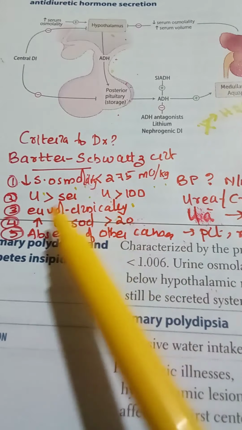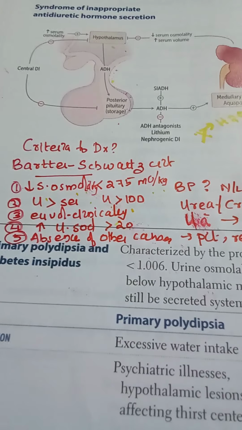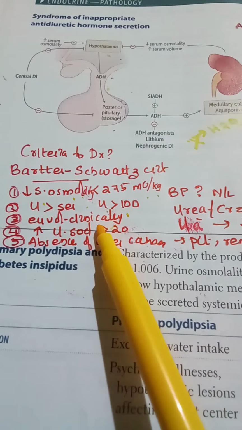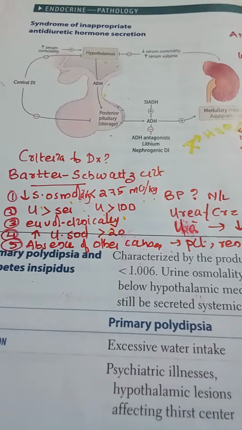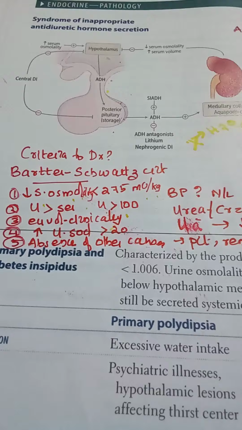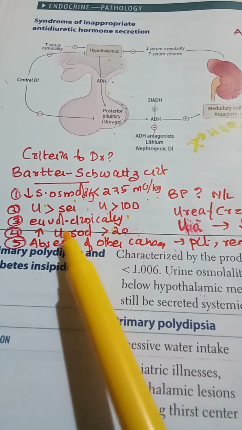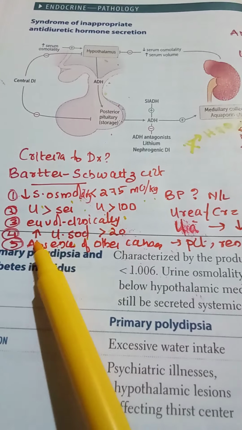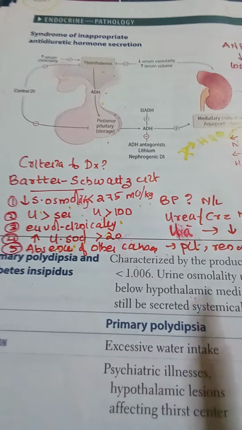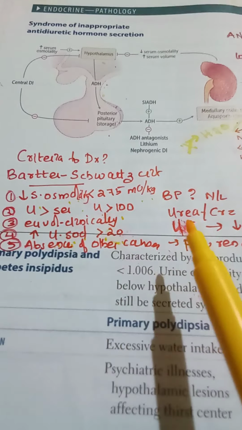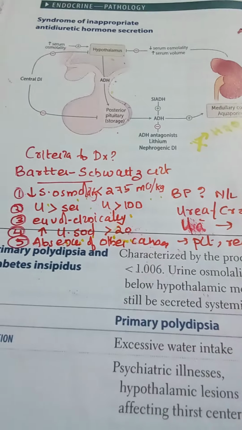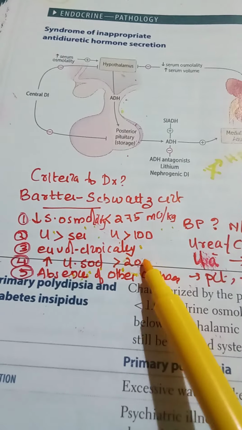Euvolemia clinically. When we check the patient clinically, the patient is euvolemic. There is no hypovolemia, no tachycardia, no symptoms like that. The patient is euvolemic clinically. Why? Because our homeostatic mechanisms like ANP, BNP, aldosterone decrease, everything has acted and made the patient euvolemic. And what about the urine sodium concentration? Increased urine sodium. When you take some urine of an SIADH patient and calculate the amount of sodium in it, it is going to be more than 20. I actually forgot the value. So 20 milliequivalents per liter. It is more than 20 milliequivalents per liter.